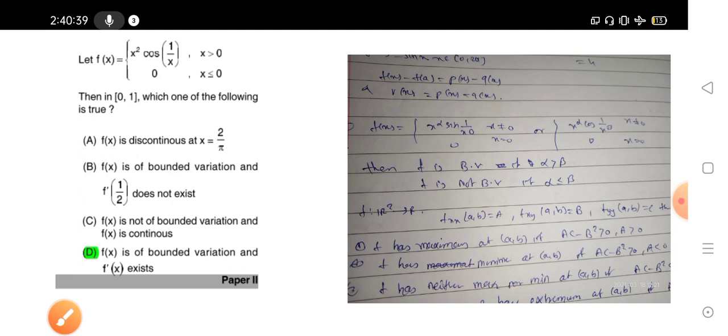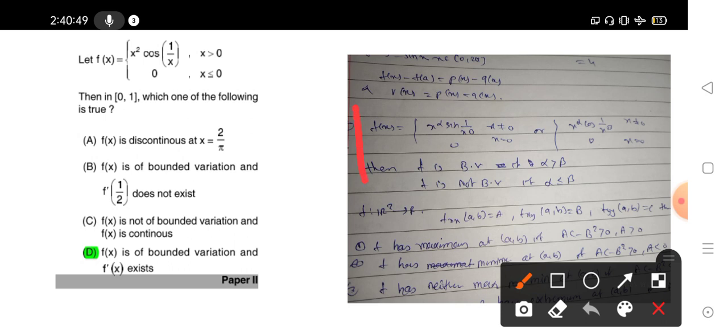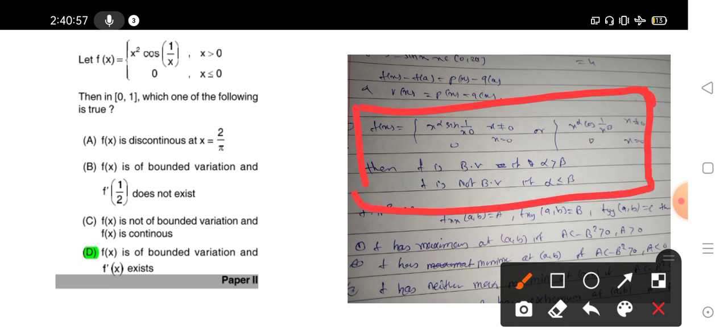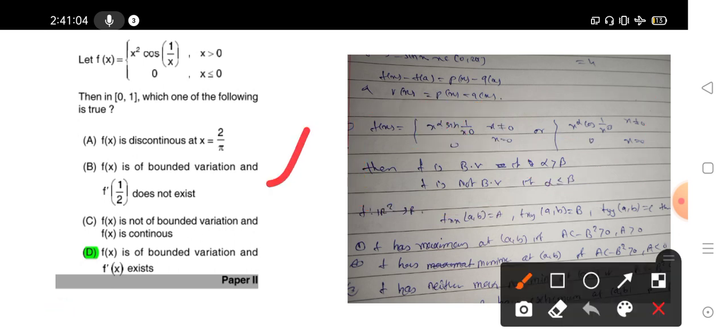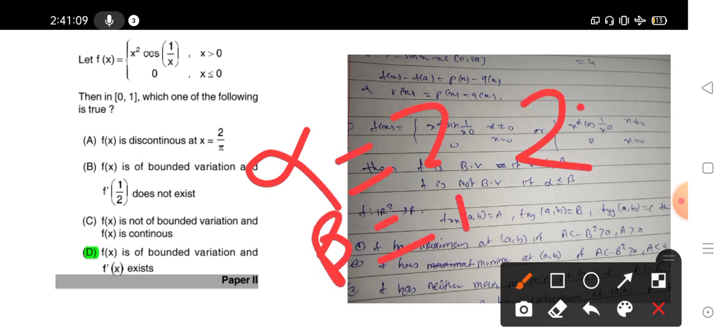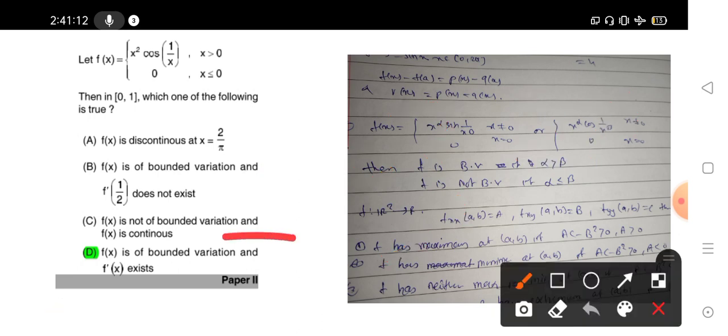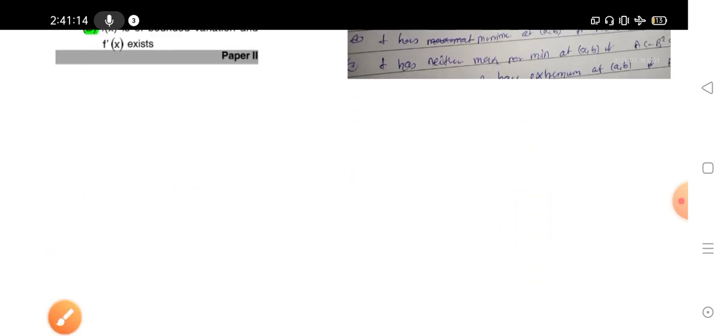Next question. Let f of x equal to x square cos 1 upon x, 0 if x is 0, then in 0 1 which one of the following is true? Here is one result. If f of x equal to x raised to alpha sin 1 upon x raised to beta is a bounded derivative, then alpha is greater than beta. Here alpha is equal to 2 and beta equal to 1. So 2 is greater than 1. Option D is correct.